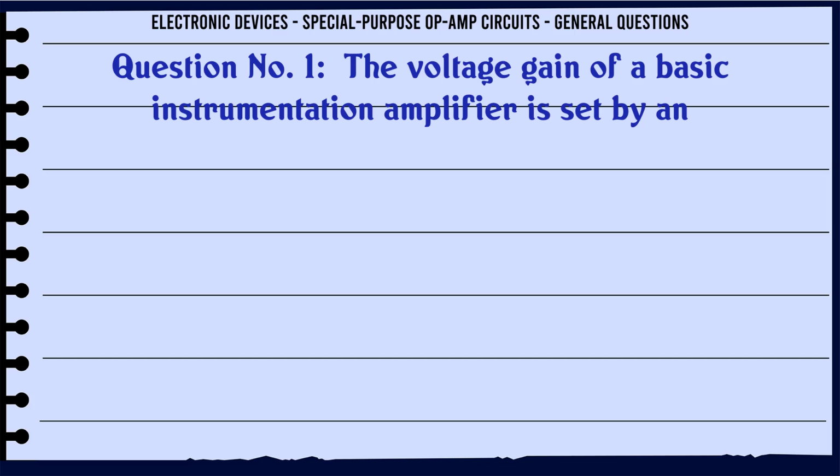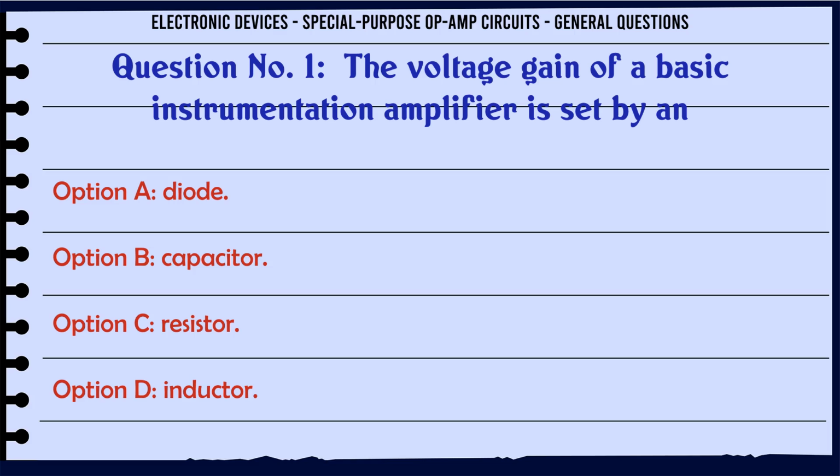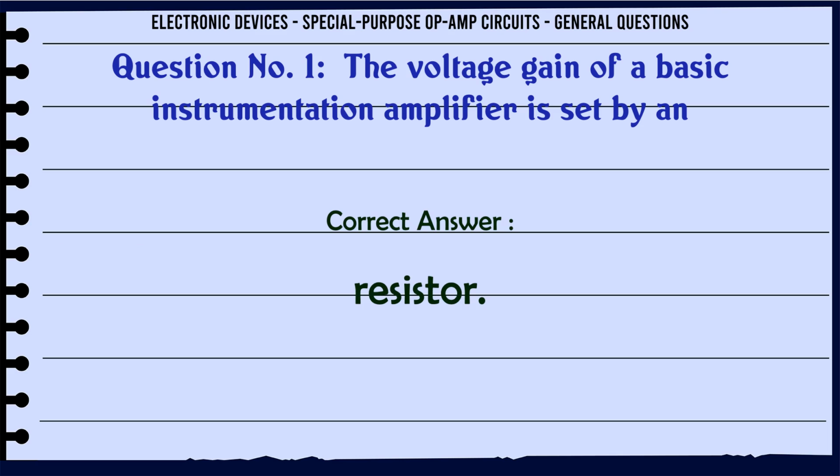The voltage gain of a basic instrumentation amplifier is set by: A. diode, B. capacitor, C. resistor, D. inductor. The correct answer is resistor.